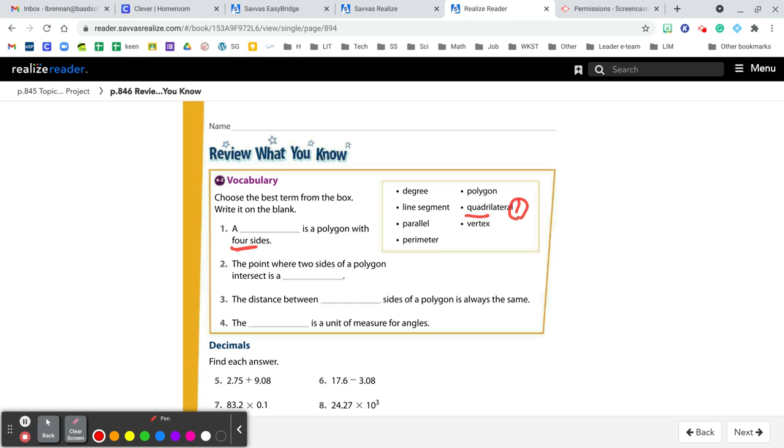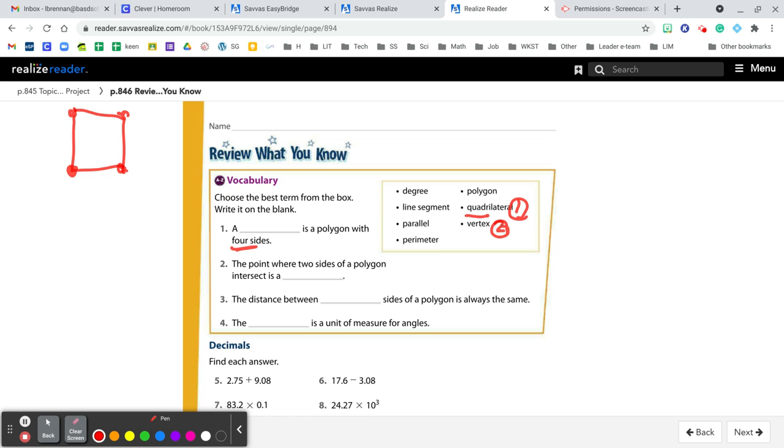Quadrilateral, four-sided polygon. The point where two sides of a polygon intersect. So if I'm going to draw a shape where the two sides intersect, these little corners here are called the vertex or vertices.